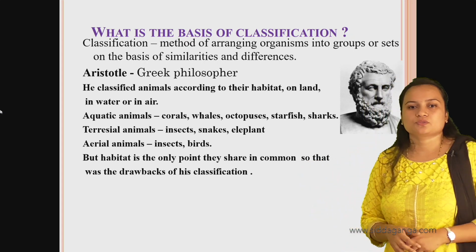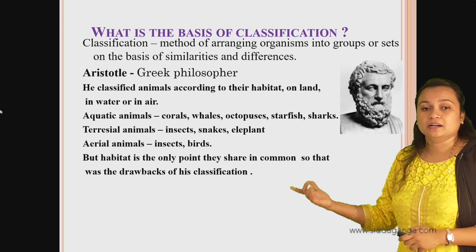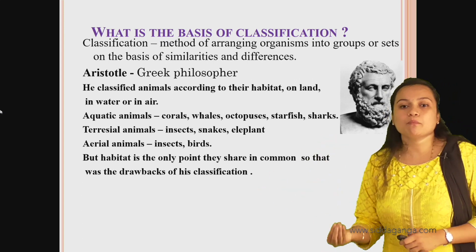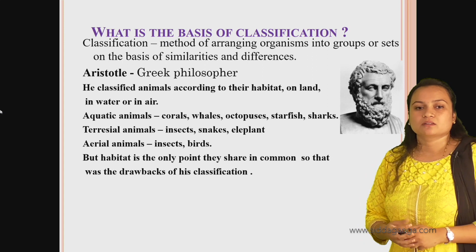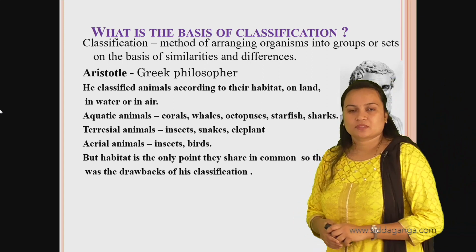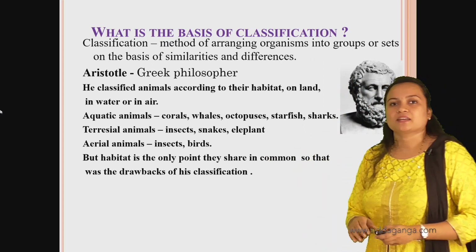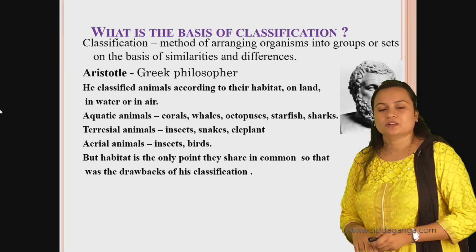So it was the question and it was the major drawback of Aristotle. Here habitat is the only point they share in common, so that was the drawback of his classification. Just by habitat alone, we can't classify the organisms, right?